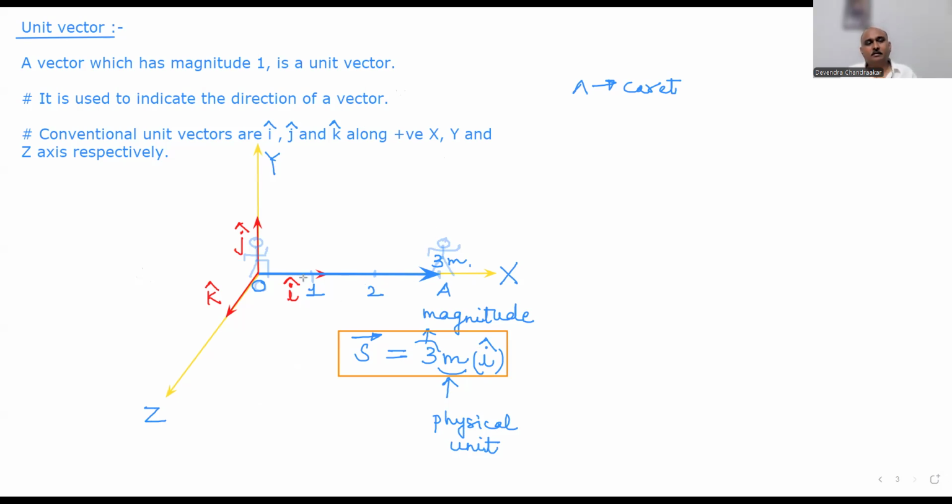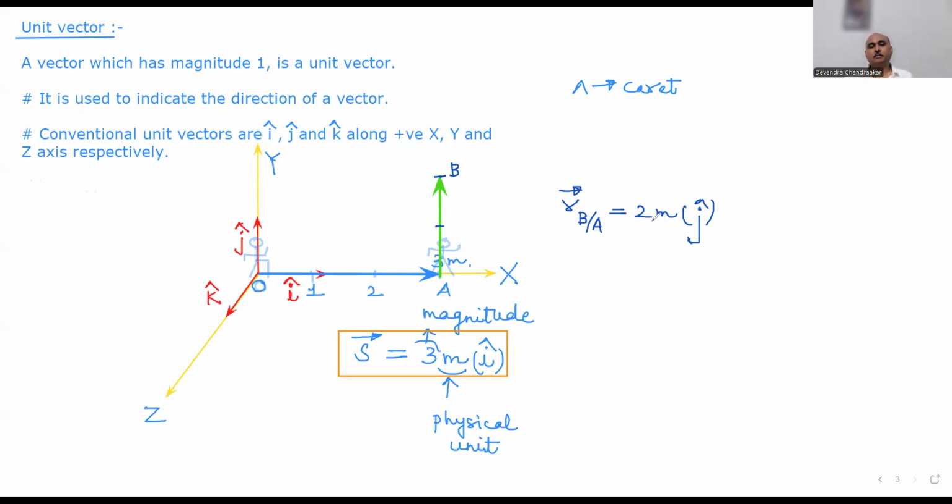Now, let's take one more example. If this man takes a sharp left turn, a 90-degree left turn, and he moves by, say, 2 units in this direction, so let's say he reaches a point B. So this is 2 units. If I ask you, what is the position vector of B with respect to A? It will be 2 meters. Can I say it is 2 meters j cap? Yes or no? Because he has moved by 2 units towards y-axis.